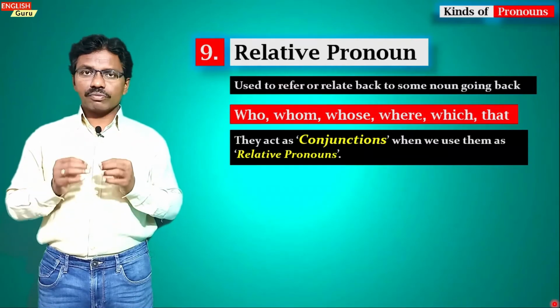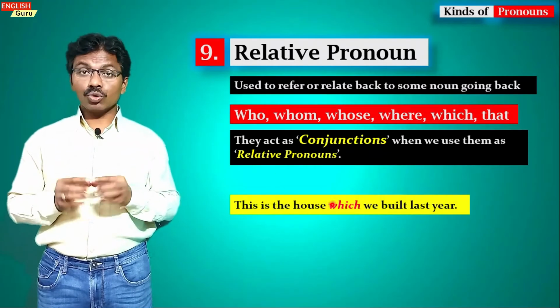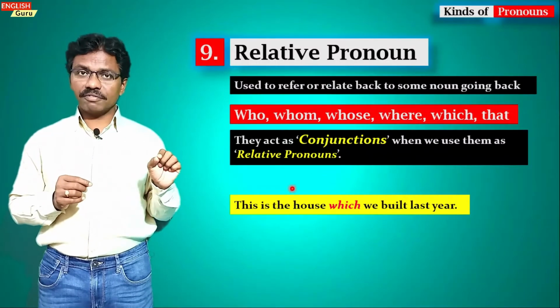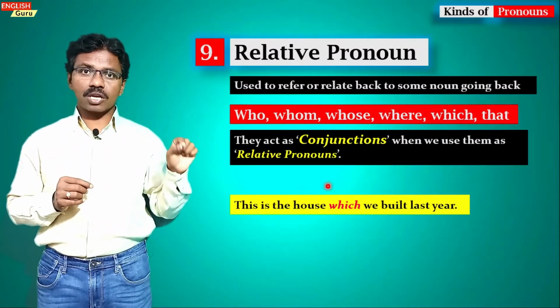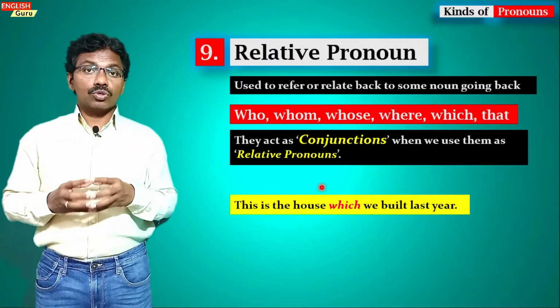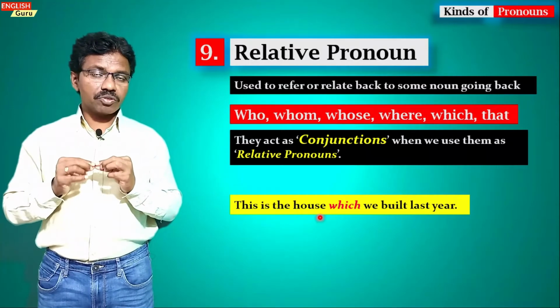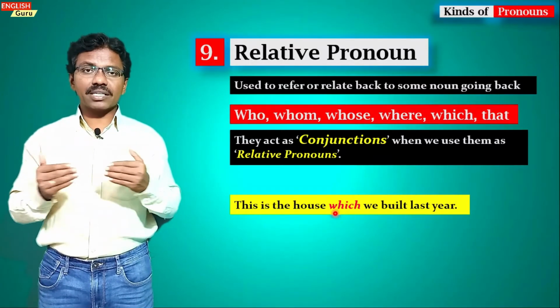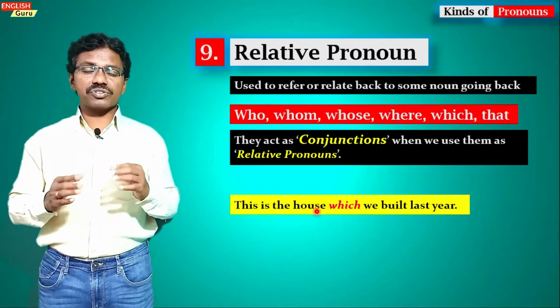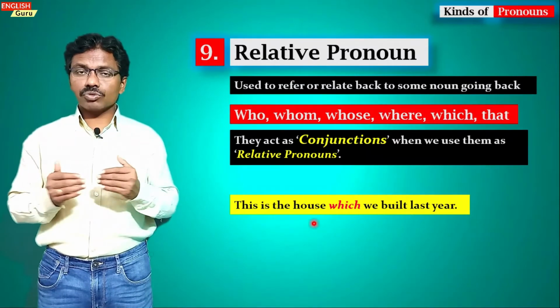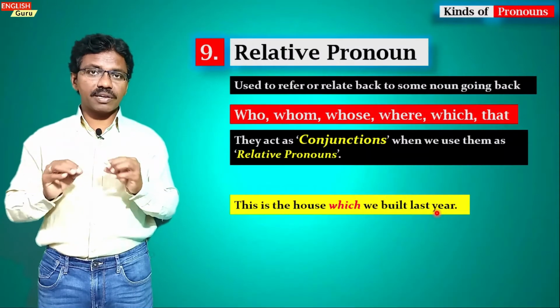This is the house which we built last year. So which here is referring back to the noun this house. So the word which is a relative pronoun because it is relating the two sentences. It is acting as a conjunction to those sentences. So which is a relative pronoun.